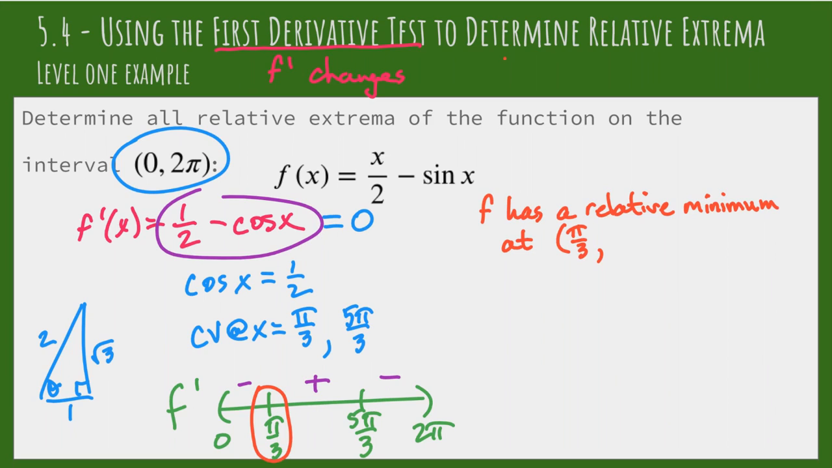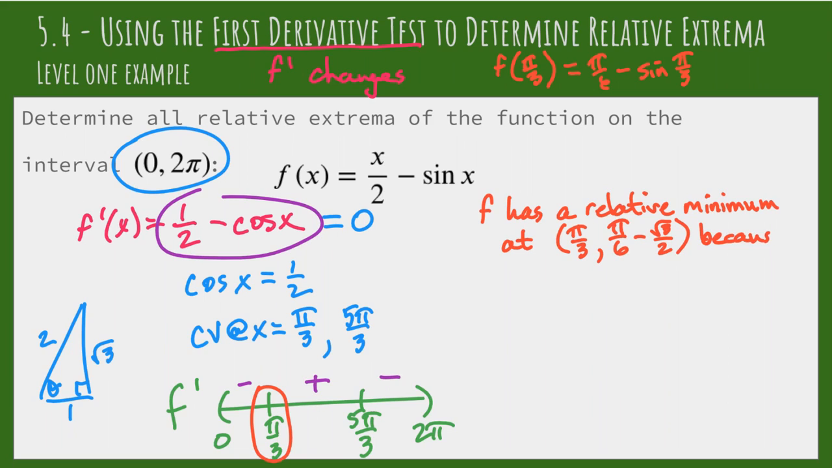So just a little side work here. f of pi over 3 is going to give us pi over 6, because I'm dividing by 2, minus the sine of pi over 3. Sine of pi over 3 is going to be square root of 3 over 2. So we get pi over 6 minus square root of 3 over 2. And then we should justify our answer. I know the problem doesn't say to do that, but I'm going to go ahead and do that.